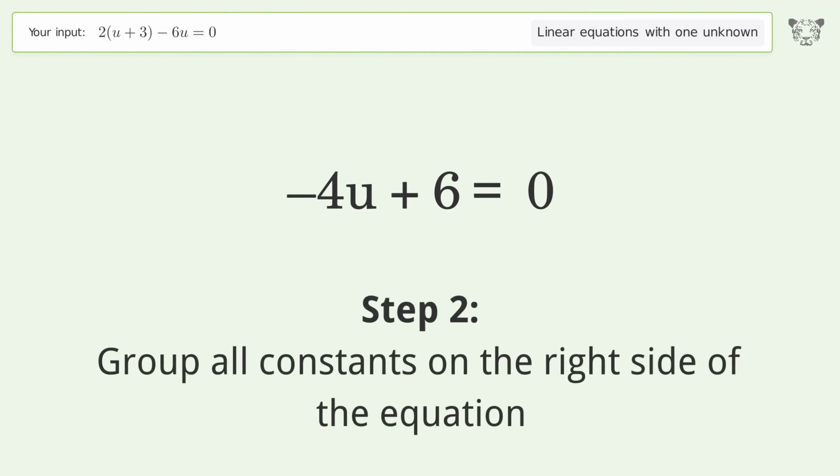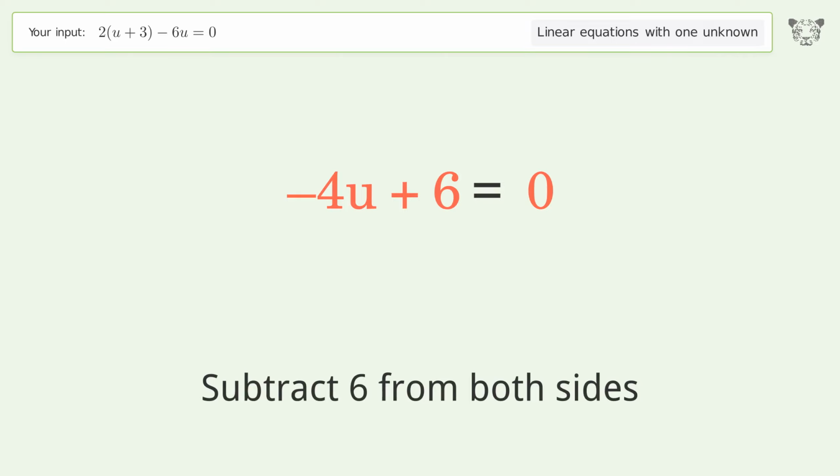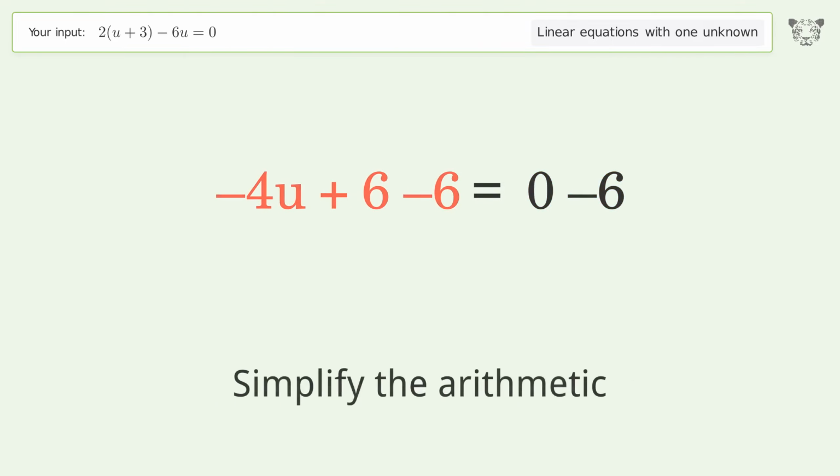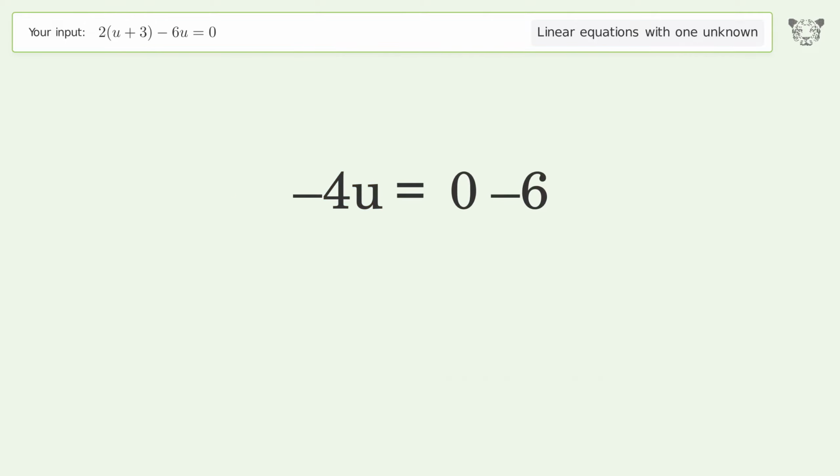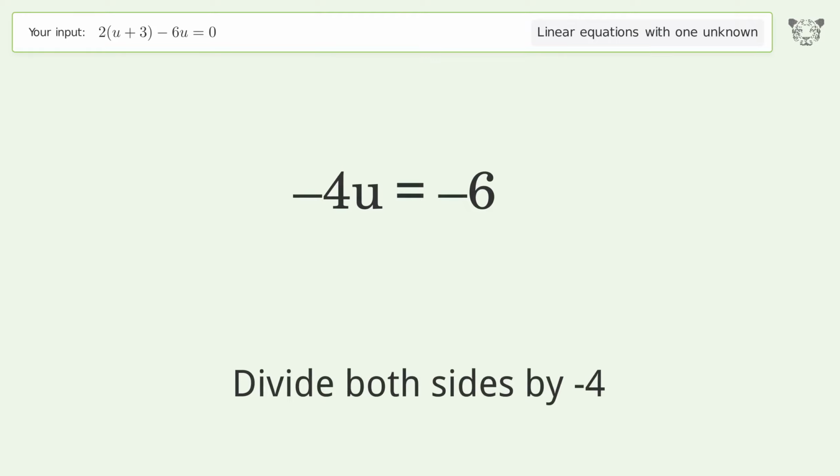Group all constants on the right side of the equation. Subtract 6 from both sides. Simplify the arithmetic. Isolate the u. Divide both sides by -4.